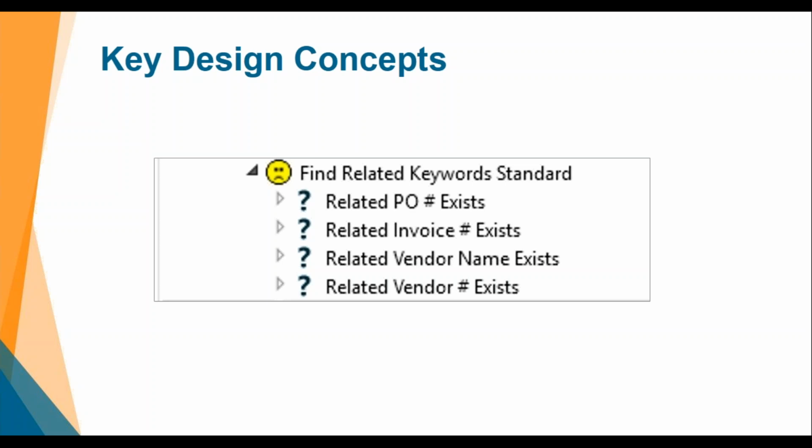I'm looking for related PO number exists, and then I'm going to go look and see, do I have anything with related invoice number, vendor name, and vendor number. Those are 4 very processor intensive queries. So every single time I ask that rule, I'm going up to the database to check, do these items exist, and then taking action on them. Not very efficient. So that's 4 separate calls I have to make.